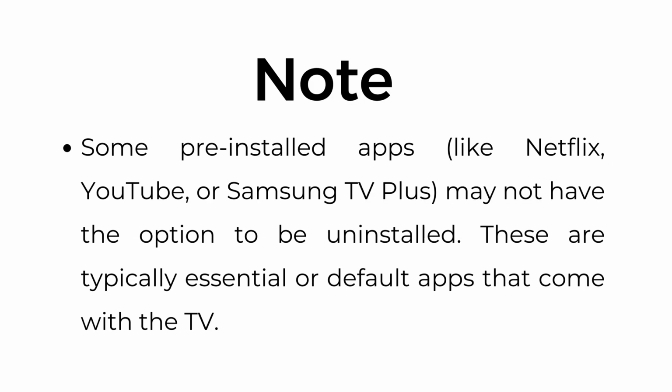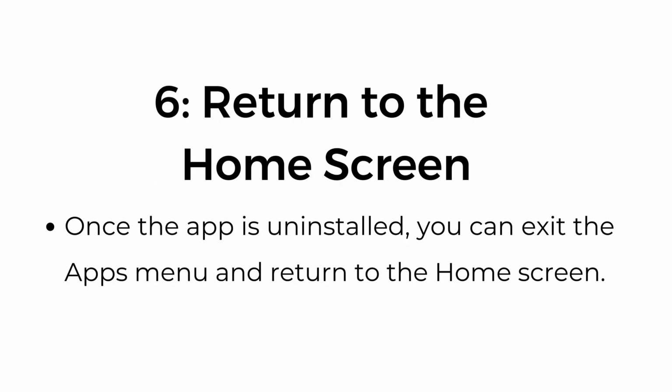Note, some pre-installed apps like Netflix, YouTube, or Samsung TV Plus may not have the option to be uninstalled. These are typically essential or default apps that come with a TV. Step number 6. Return to the home screen. Once the app is uninstalled, you can exit the Apps menu and return to the home screen.